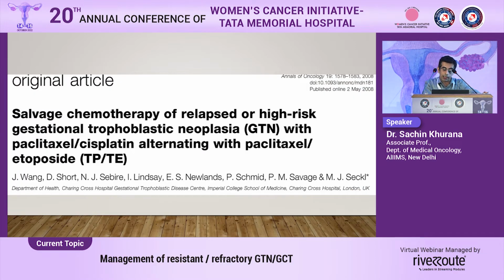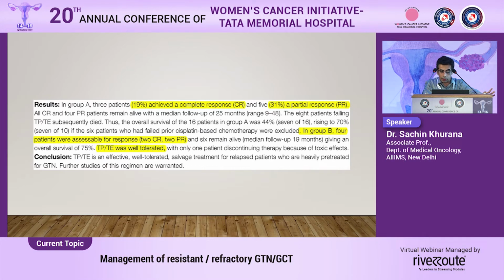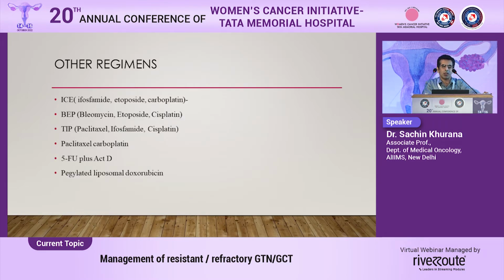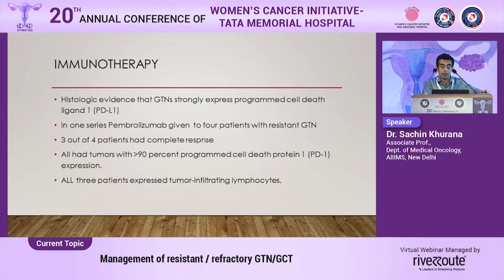Then there was a study that evaluated TPT, paclitaxel cisplatin alternating with paclitaxel and etoposide. So there was a decent response rate, 19% CR, 31% PR. Then this is a sample schedule of TPT. So it is a day 1, day 15 regimen, paclitaxel-cisplatin and then paclitaxel-etoposide. Then other regimens, similarly on the lines of germ cell tumors of testis, ICE, BEP, TIP, paclitaxel-carboplatin, and liposomal doxorubicin have also been used. Now the latest buzz is immunotherapy.